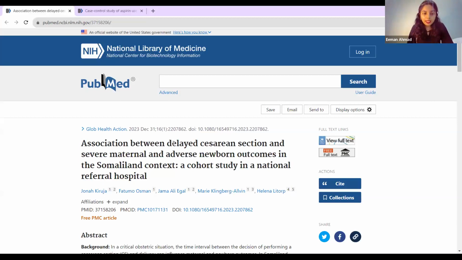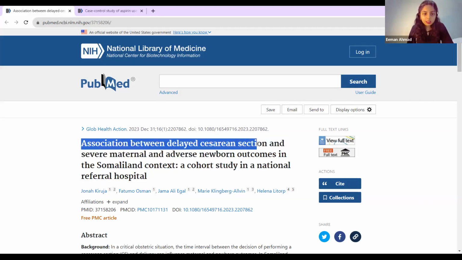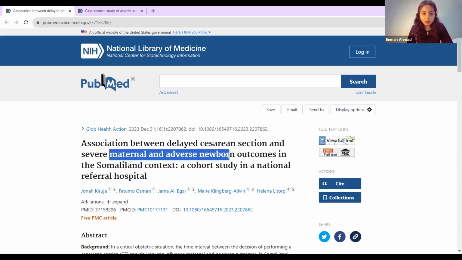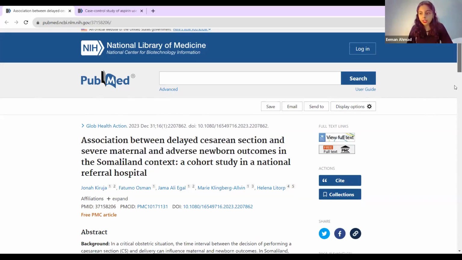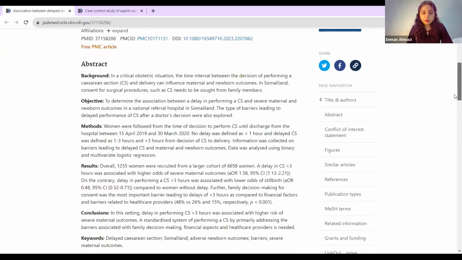What is its title? Association between delayed cesarean section and severe maternal and adverse newborn outcomes. So what is the cause here? Delayed cesarean section. And what is the outcome? Maternal and adverse newborn outcomes. So I hope that makes sense. Basically, they first identified which people.